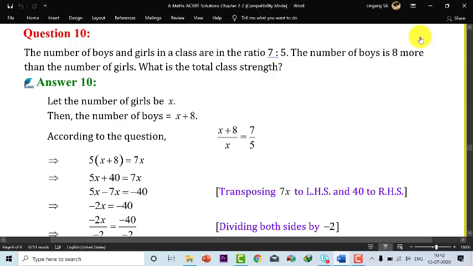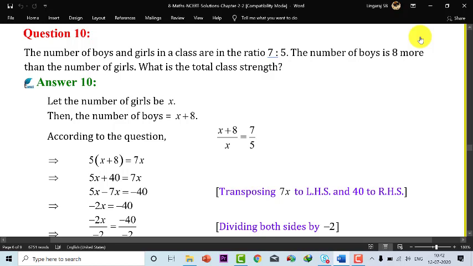In this given question, the number of boys and girls in a class are in the ratio 7:5. The number of boys is 8 more than the number of girls. What is the total strength? So here we should consider girls as x. So let number of girls be x, and number of boys will be x plus 8 according to given question. Here they said the number of boys is 8 more than the girls.